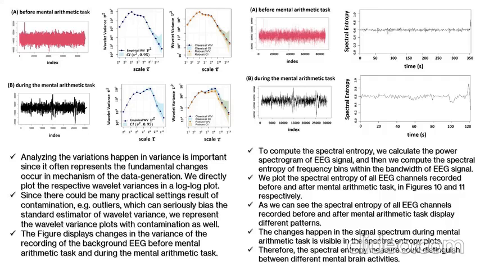Since there could be many practical settings with contamination, such as outliers, which can seriously bias the standard estimator of the wavelet variance, we represent the wavelet variance plots with contamination as well. The figure displays changes in variance of the recording of the background EEG before the mental arithmetic task and during the mental arithmetic task.